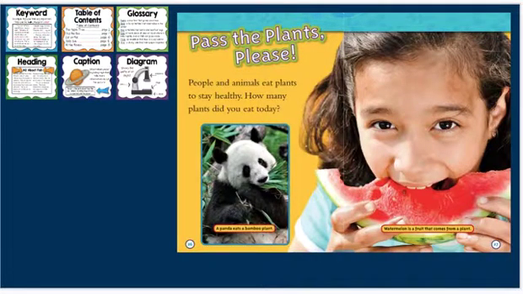Pass the plants, please. People and animals eat plants to stay healthy. How many plants did you eat today? And then here's a caption under the panda. A panda eats a bamboo plant. Watermelon is a fruit that comes from a plant.